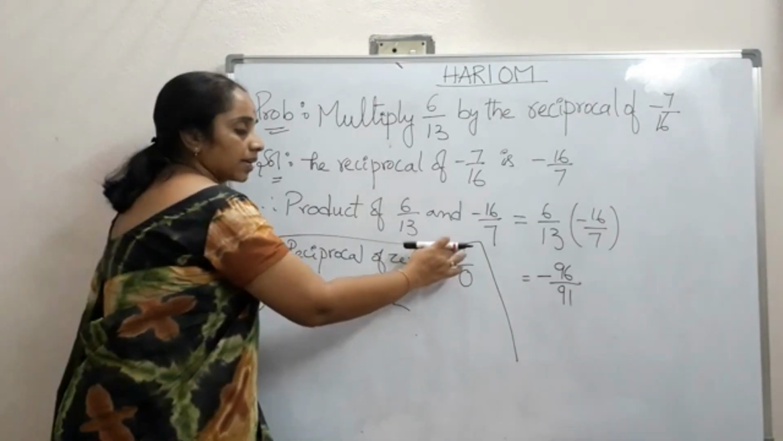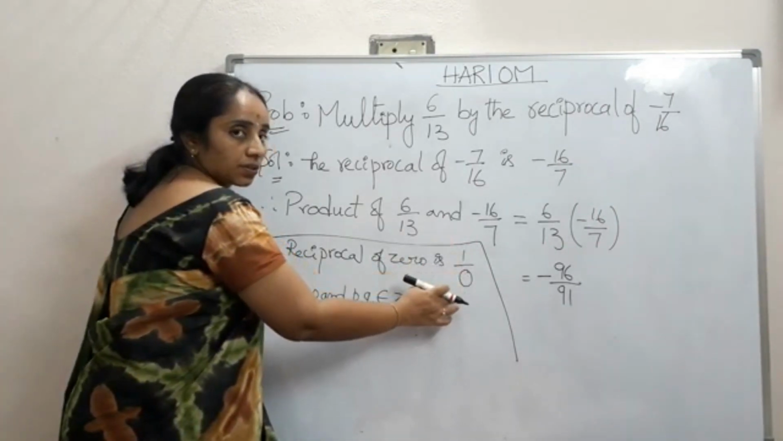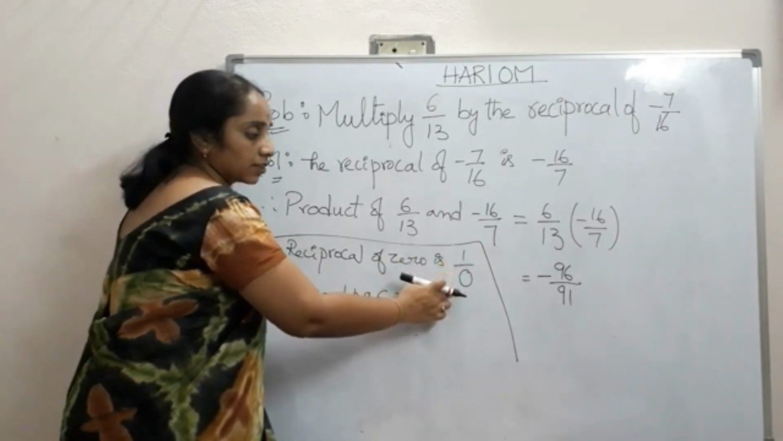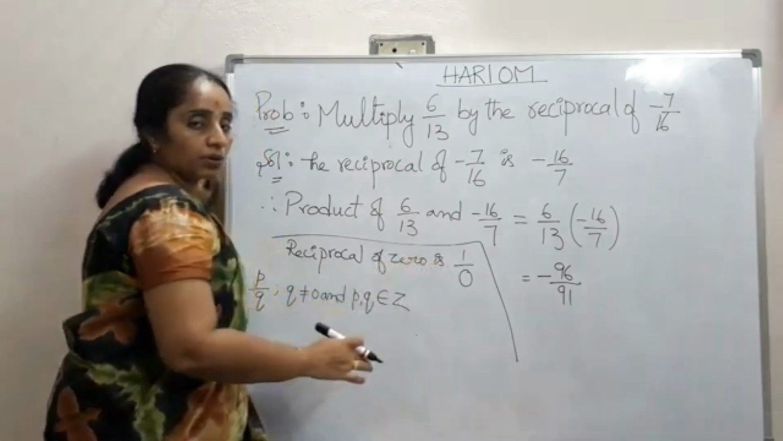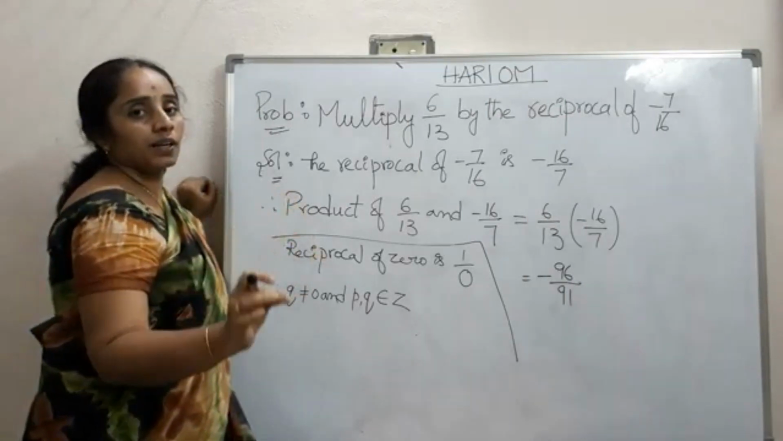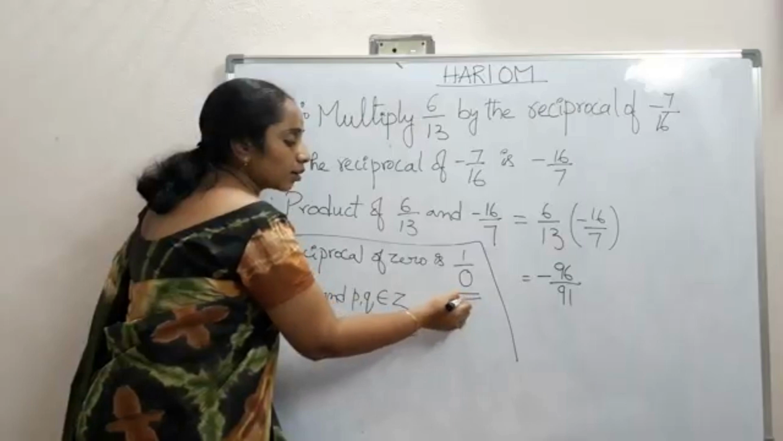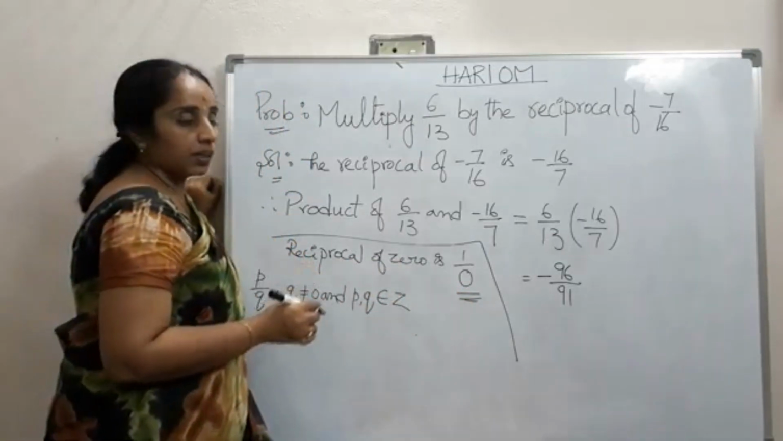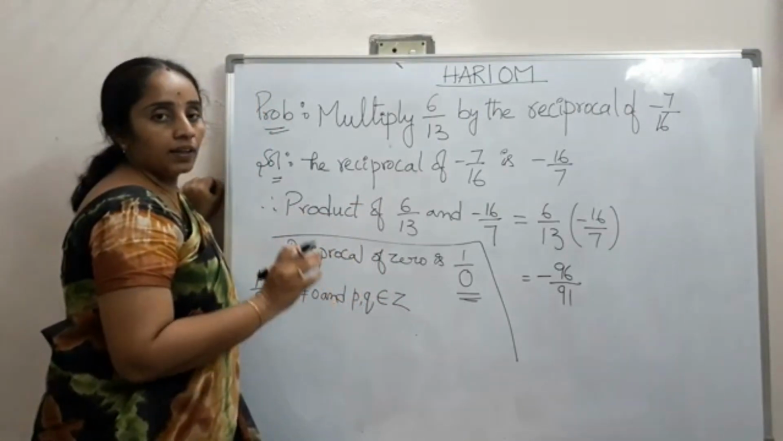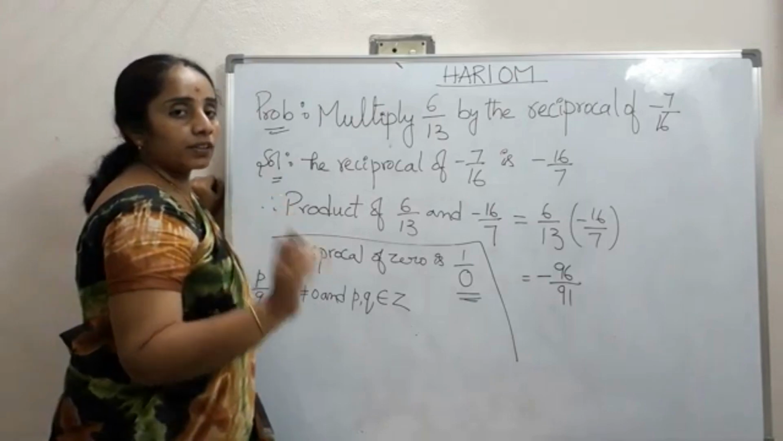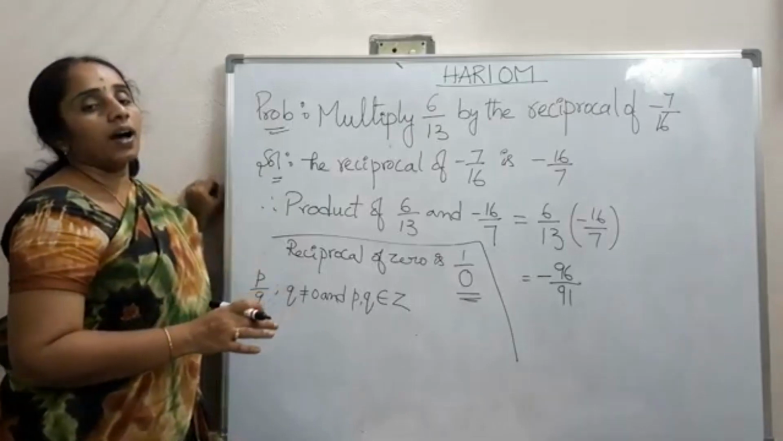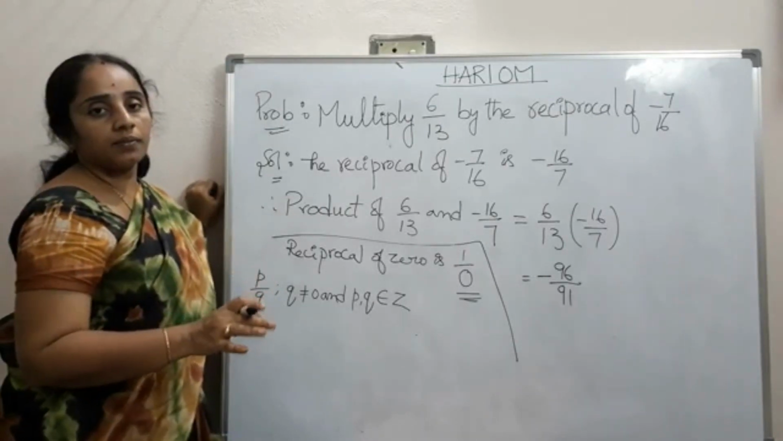Meaning we have to take the reciprocal as 1 by 0. Is 1 by 0 a rational number? No. Why? Because here q is equal to 0. So we conclude that 0 has no reciprocal, it is an indeterminate form. As I already told, whenever we get 0 in the denominator part, we call them indeterminate forms. So here is an indeterminate form. So we conclude that 0 has no reciprocal.